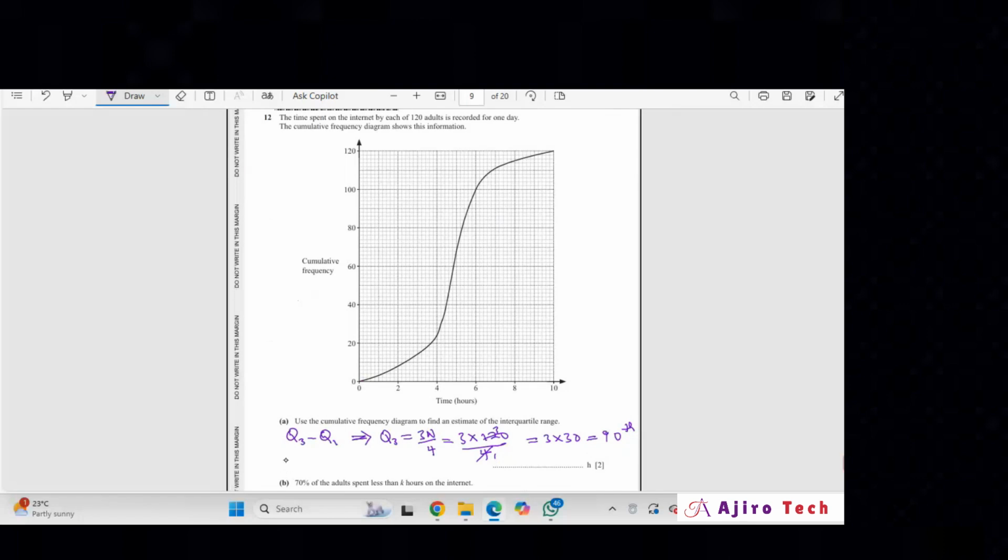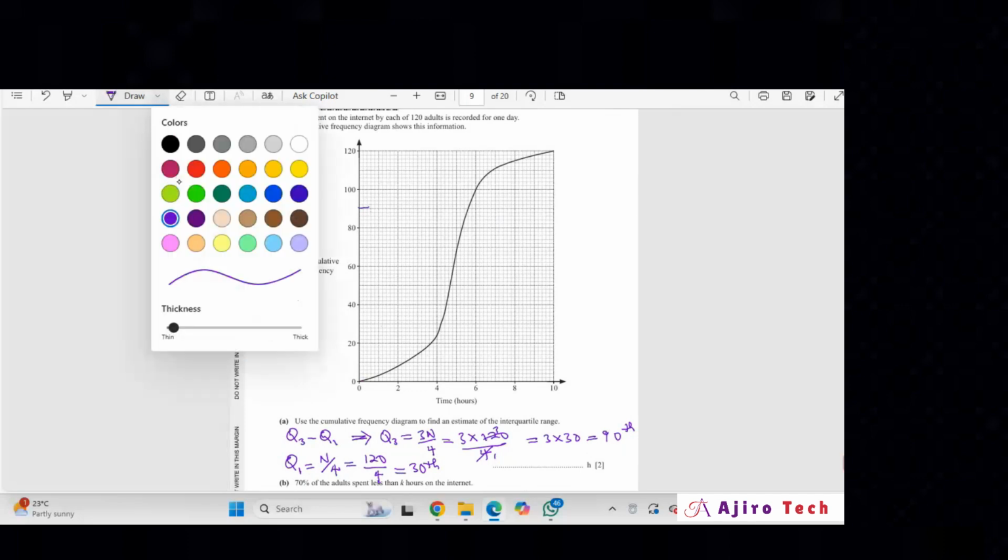So another thing you need to get now is your lower quartile, which is Q1. That is n over 4, so it will be 1 over 4 times 120, which gives us the 30th. Now, when you have gotten this, you go back to your graph. Look for 90. Here is 60, here is 80, 90 will be here.